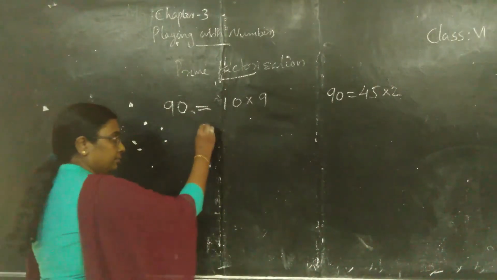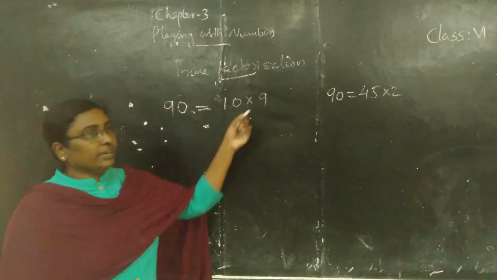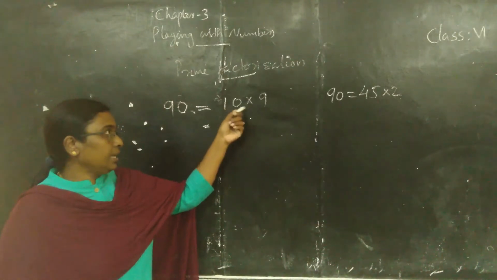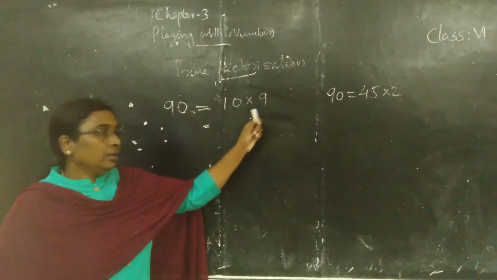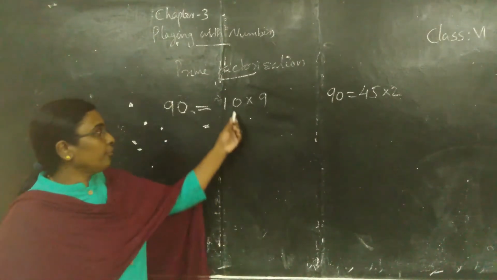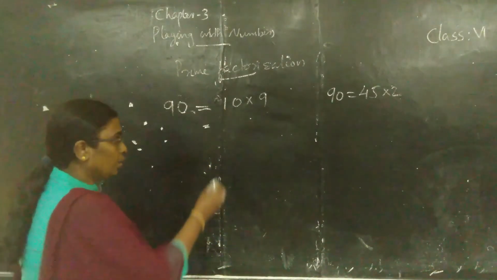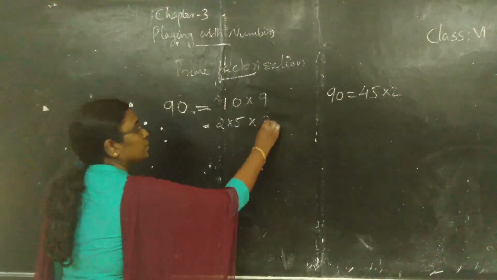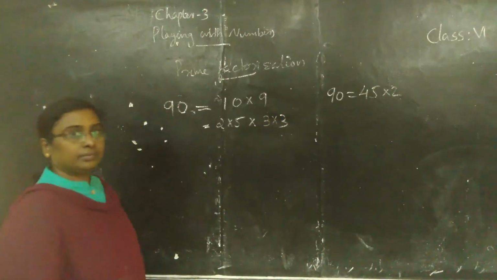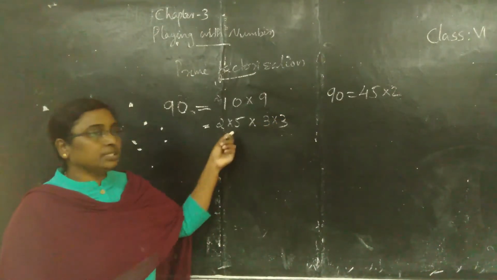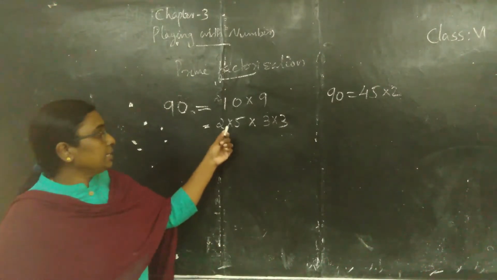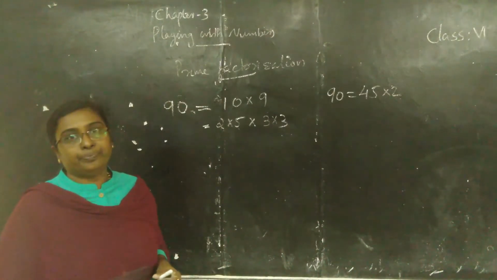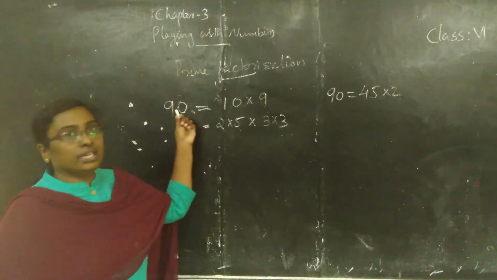Then check whether the given numbers are prime numbers or not. In this case, the factors are 10 and 9. 10 is not a prime number. 9 is also not a prime number. So we factorize them again. 10 equal to 2 into 5, 9 equal to 3 into 3. Again check whether the given factors are prime or not. In this case, the factors are 2, 5, 3 and 3. All these factors are prime. So this is the prime factorization of 90.